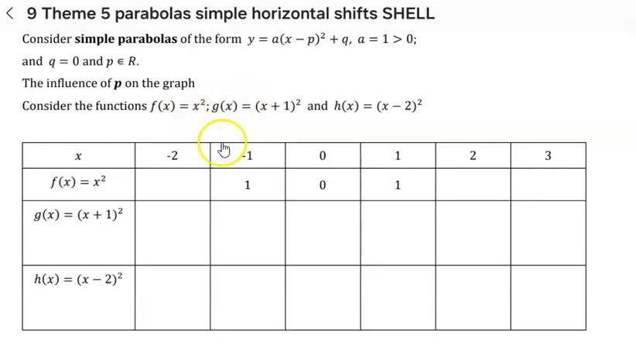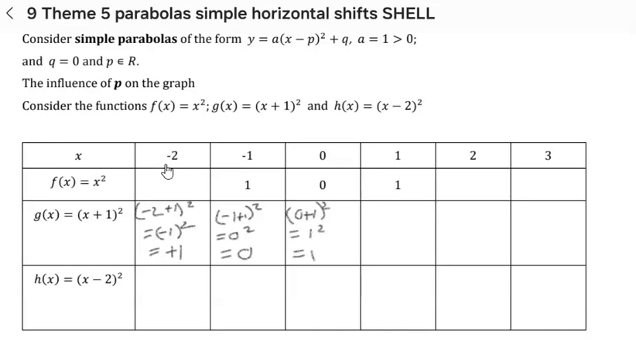Let us look at the function g. If I substitute in minus 2, I will get (minus 2 plus 1) squared. That is the same as (minus 1) squared, which is equal to plus 1. If I put in minus 1, I will get (minus 1 plus 1) inside the bracket squared. That is 0 squared, and that is 0. If I put 0 in here, then I get (0 plus 1) squared. That is equal to 1 squared, which is equal to 1.